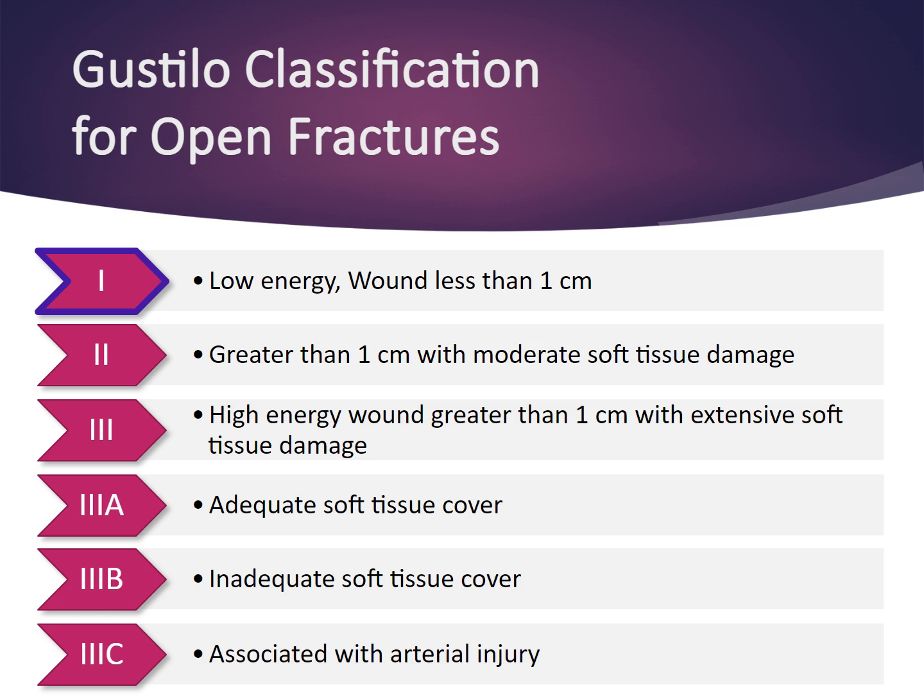Yes, it's an open fracture, but the wound is less than 1 centimeter. And as you can see, you can go on down through the severities until finally we end up with 3A, 3B, and 3C. With 3A, there is still adequate soft tissue cover. 3B, inadequate soft tissue cover, and 3C actually is associated with an arterial injury.